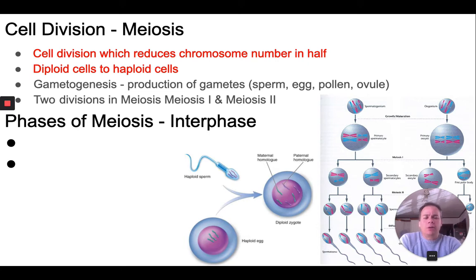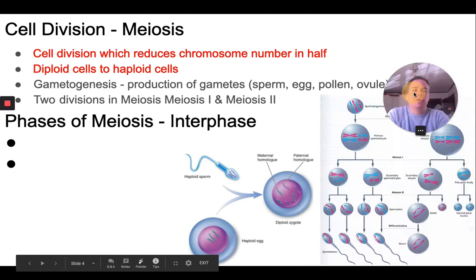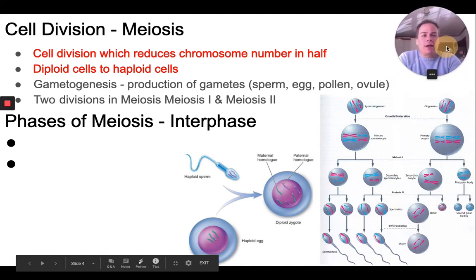In order to cut the number of chromosomes in half, the cell splits in a little bit different way for meiosis. So we're going to be talking a little bit about how that happens here.